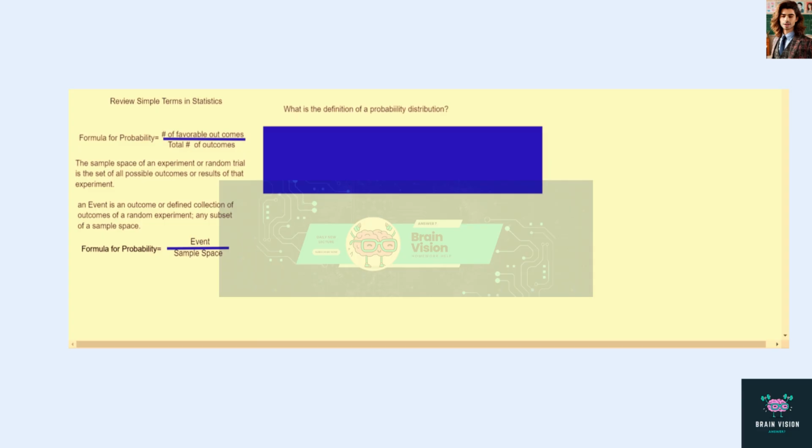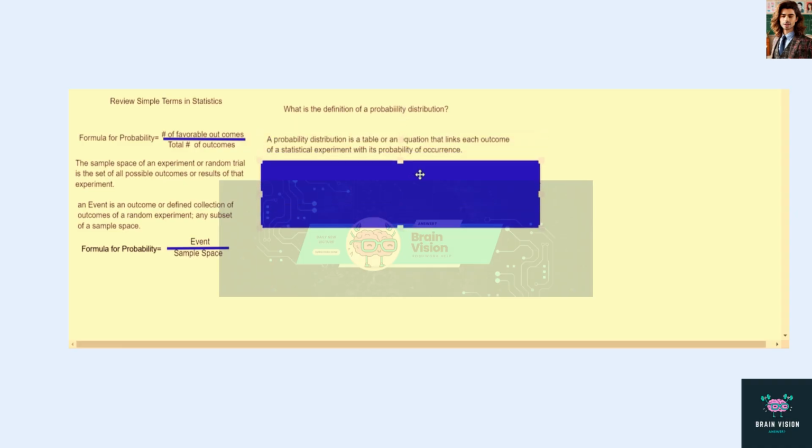Now, with those main terms defined and explained again, just a nice little refresher, we can go over what the definition of a probability distribution is. So, the definition itself is a table or an equation that links each outcome of a statistical experiment with its probability of occurrence. Don't worry, we'll go over an example of this, because that definition, while being straightforward, can be a little wordy and get a little confusing if you haven't seen one before.